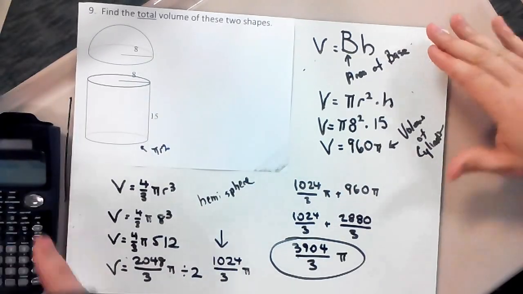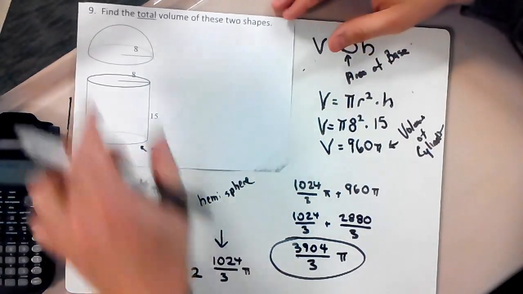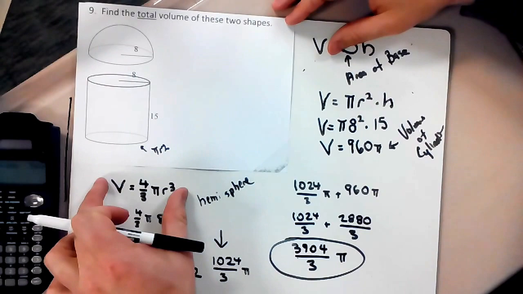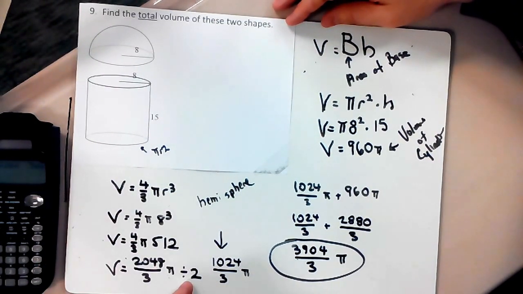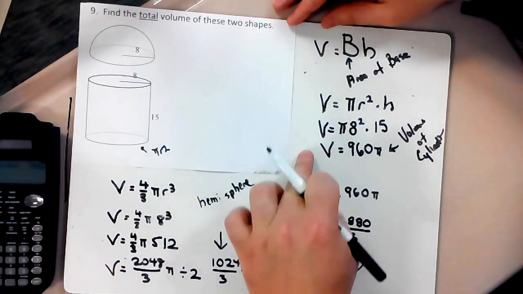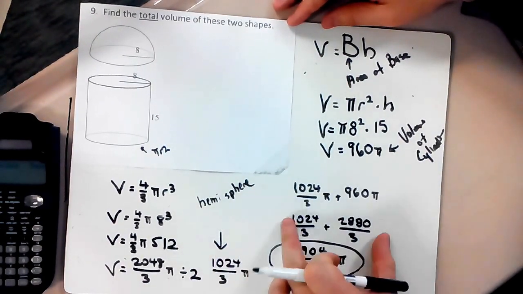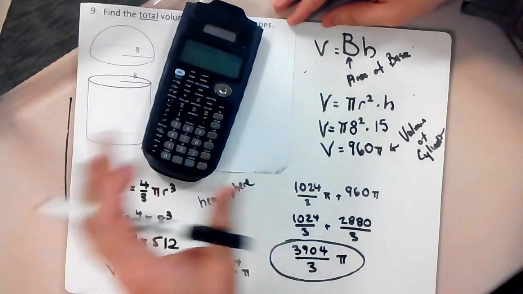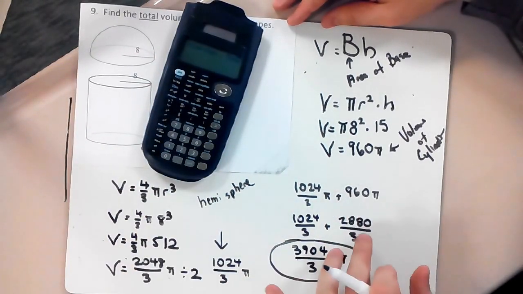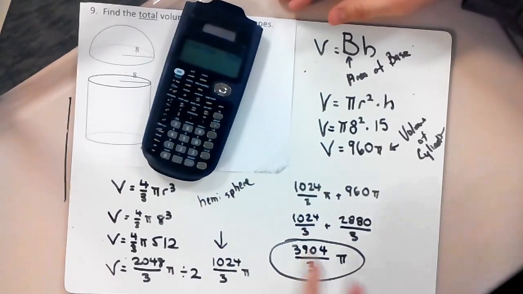So recap real quickly. I found the volume of the hemisphere by using the volume formula of a sphere and then dividing it by 2. Then I found the volume of a cylinder. Then I added them together. In this case, my calculator wouldn't have just added the two fractions together, so I converted to a common denominator and then I worked it out.